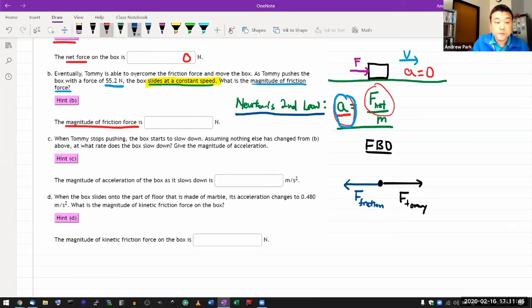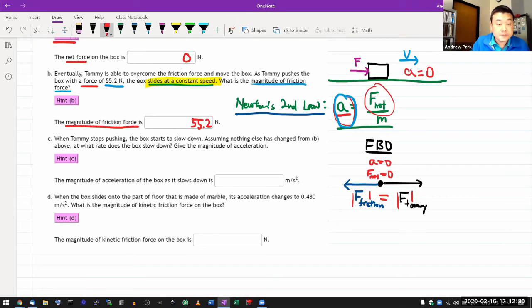And in order for the acceleration to be zero, I know that the net force must be zero, which means the magnitude of the friction force and the force that Tommy is applying must be equal to each other so that they balance each other out and the box doesn't accelerate one way or the other. It slides at a constant speed, but it's not accelerating. So the magnitude of the friction force must be equal to the force that Tommy is applying. So this must be 55.2 newtons. All right, let's keep on going.